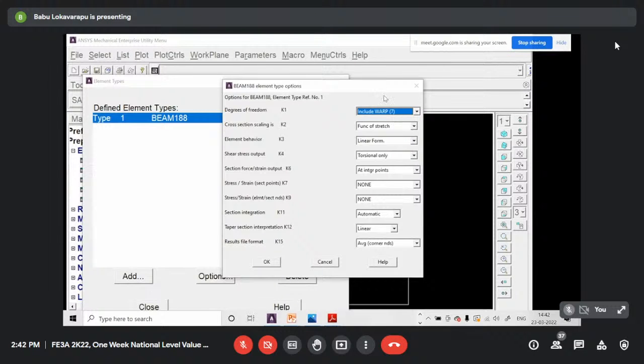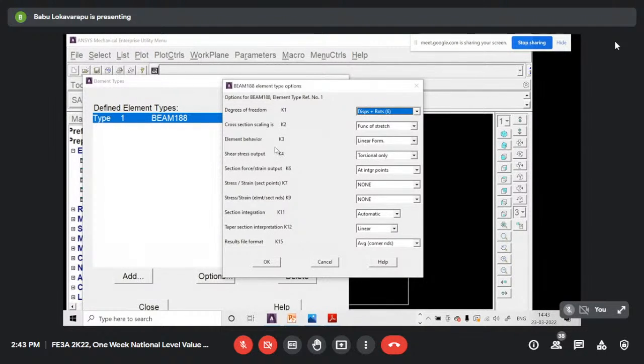The warping is a phenomenon generally we can see in the case of thin walled sections. The plane section will undergo a wavy kind of deformation. The plane sections will not remain plane. That is what the warping parameter is. The warping parameter you need to include particularly when you are handling thin walled sections. That is one thing you should know.